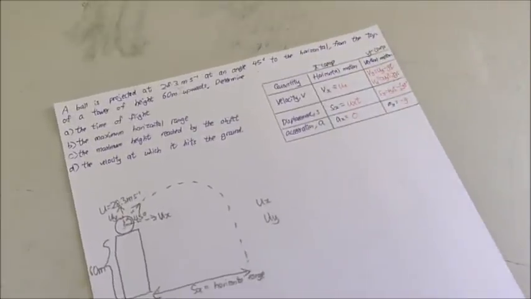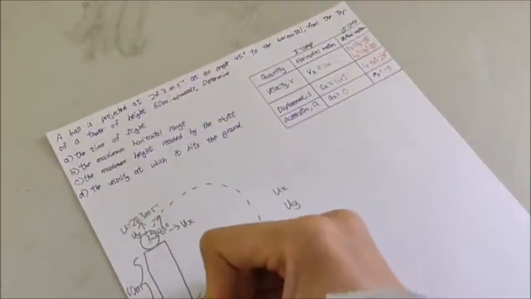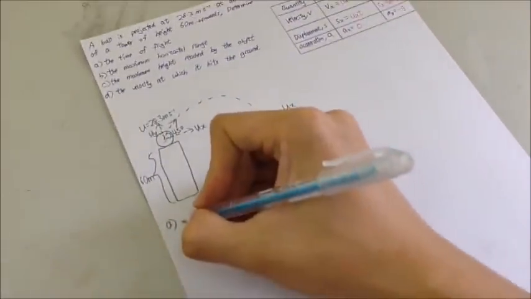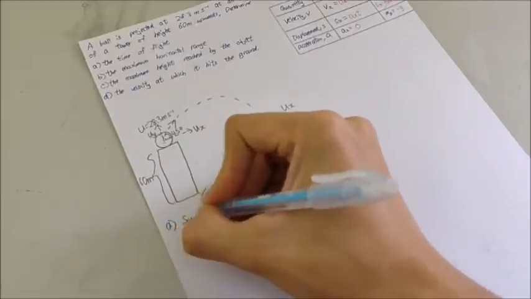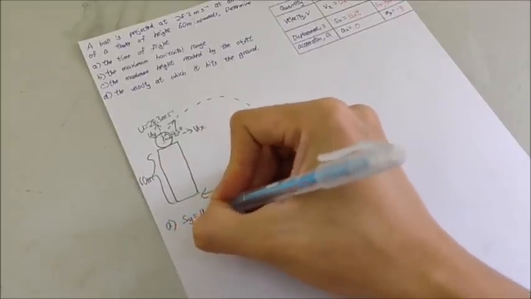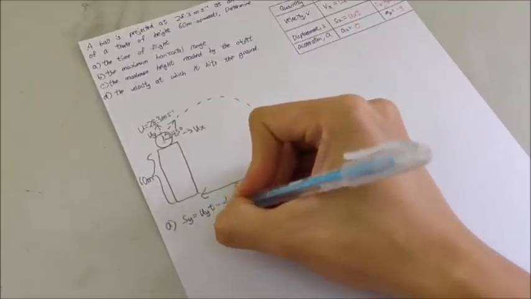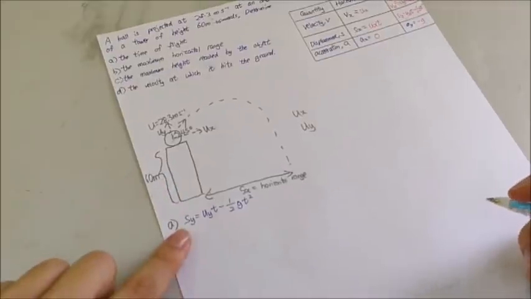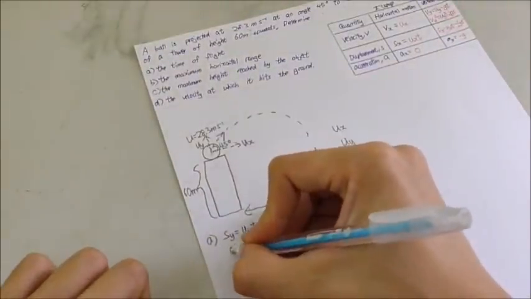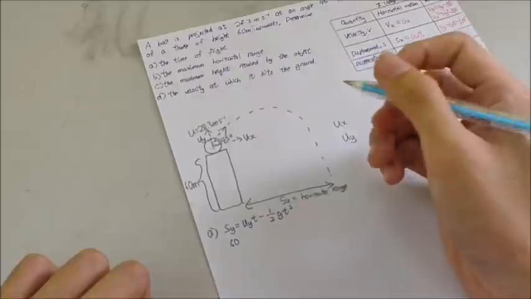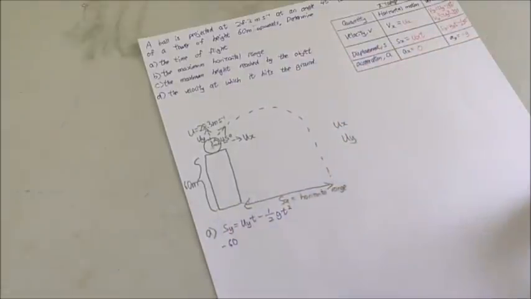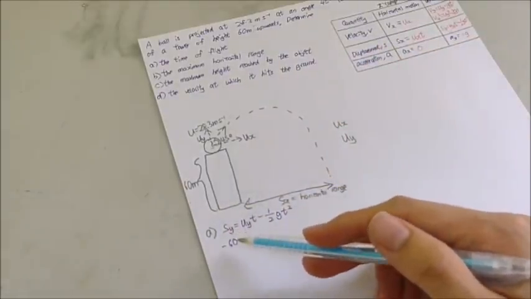Alright, so copy the question. Sy is equal to uy t minus 1 over 2 g t squared, right? So what is Sy? Sy is 60. But remember, I will put a negative sign here. Sy is actually equal to negative 60.